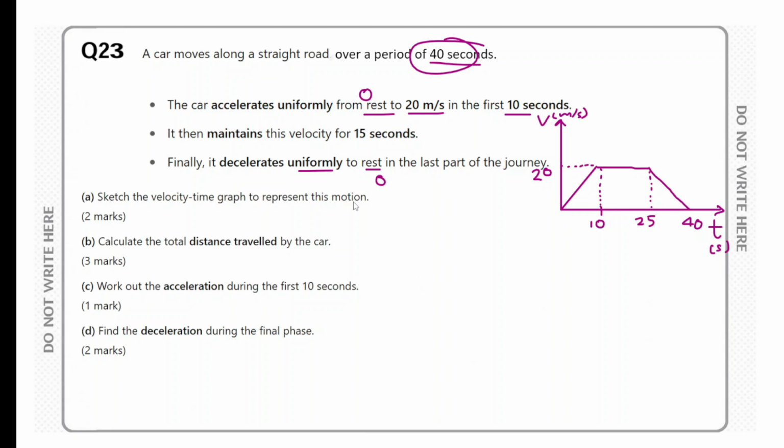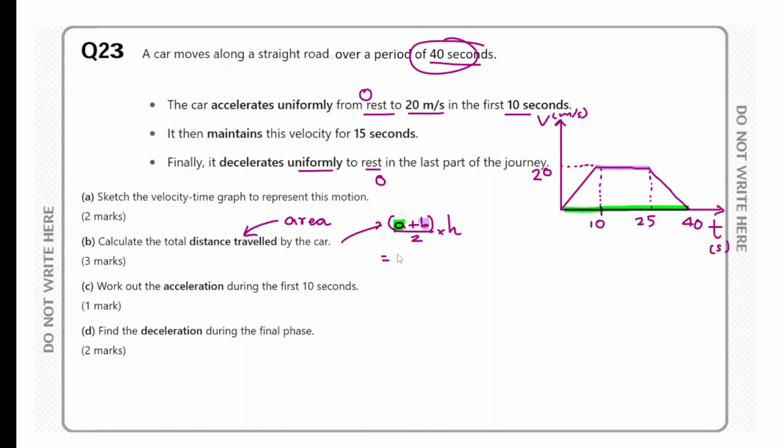Calculate the total distance traveled by the car. Now, the total distance is basically the area under the graph. Now you can see this is a trapezium, so very easy to find the area. So it's a plus b divided by 2 multiplied by the perpendicular height. The line at the bottom from here to here is 40, so I'm going to call that a. And this line here is 15, 10 to 25. I'm going to call that b. So let's put the values in.